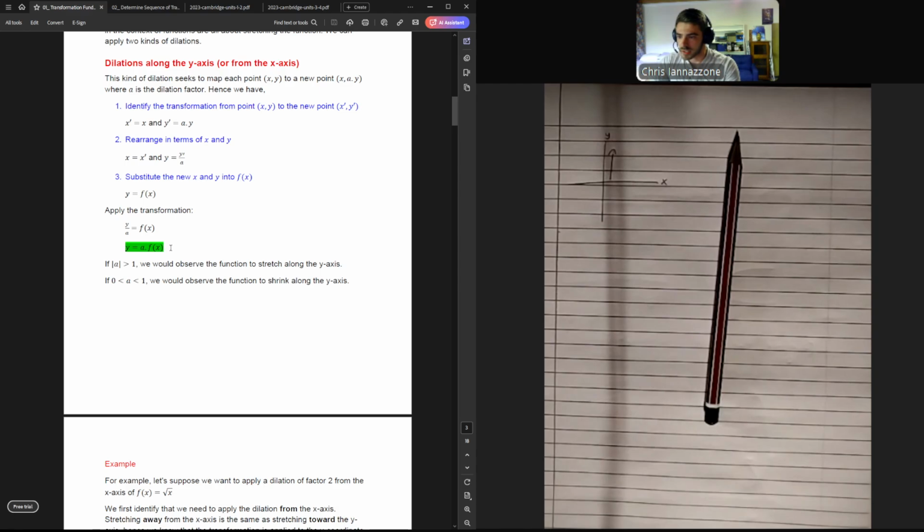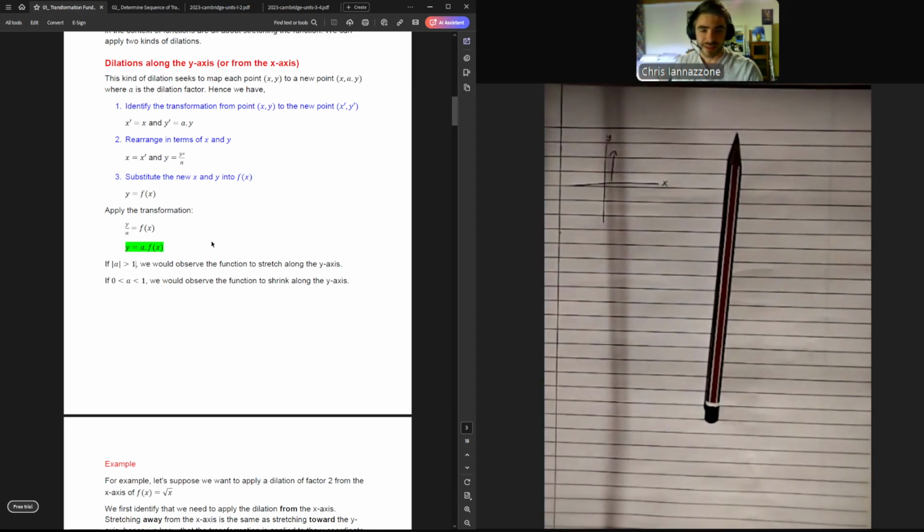When you rearrange to get y back on its own, as we do for every function that you look at, it looks like a multiplication of the entire function. So that's why a dilation along the y looks like a multiplication of the function. When you go through these 3 steps, it arrives at that spot. If a is greater than 1, so if a is getting larger and larger, we observe it to stretch further and further along the y-axis. If it's between 0 and 1, we actually see it shrinking along the y-axis.